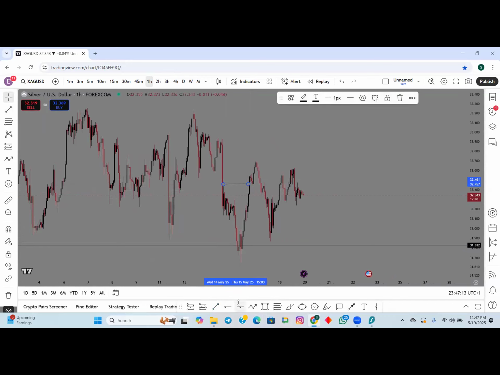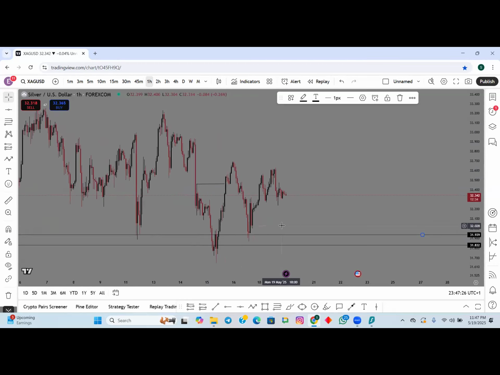I enter for a buy at this zone here because this is the breaker. You see, price came back after taking out this high. Price came back, we tested it and started buying. So you keep on buying till this whole high is taken out. I don't know if you understand it.